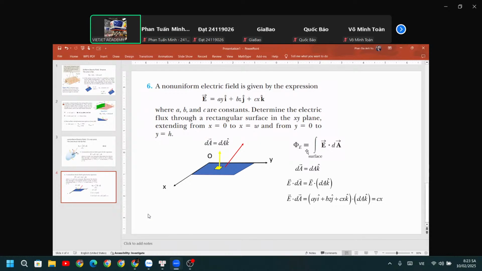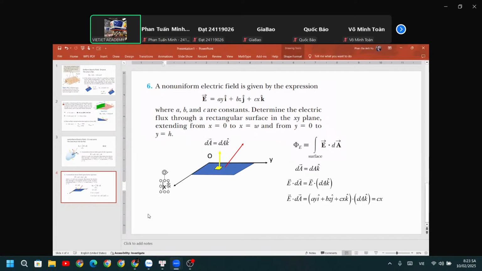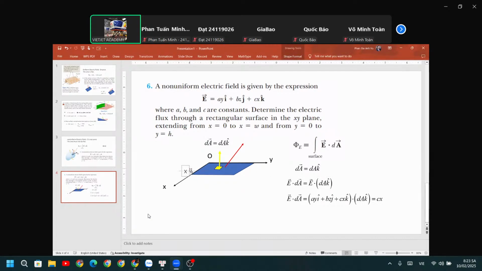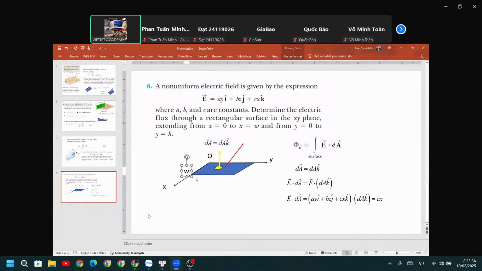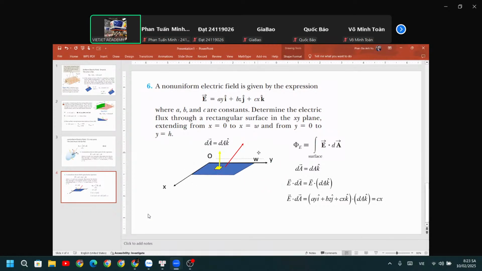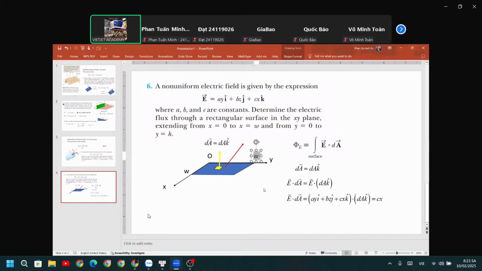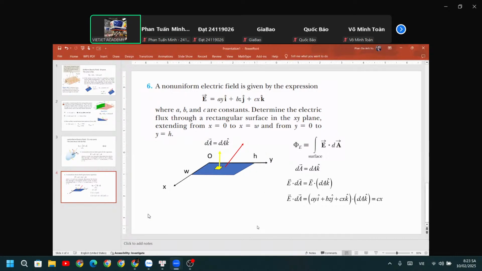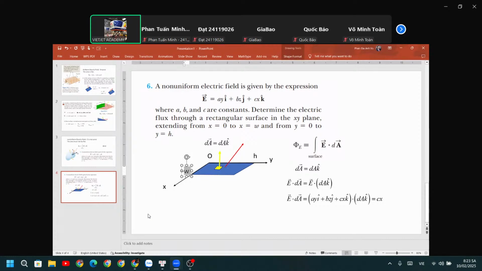Now, for taking the integral, you have to identify the range of the area here. It's given here x from 0 to w. So you have here w, y is from 0 to h. So you have here h, right?